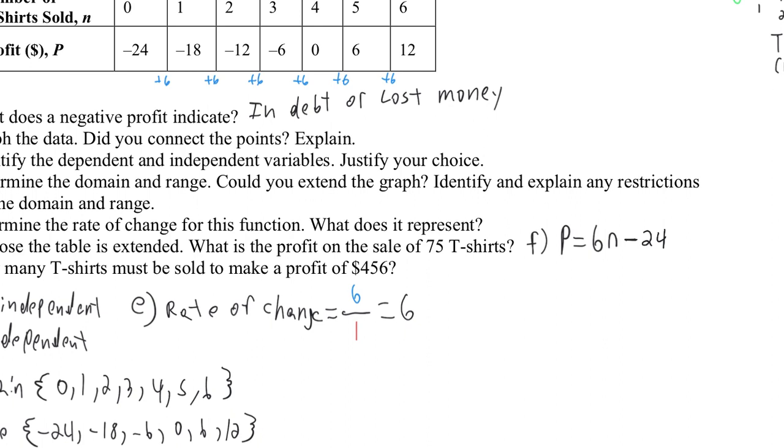So if we want the profit on the sale of 75 t-shirts, the profit is going to be 6 times 75, take away 24. So 6 times 75 is 450, subtract 24. So the profit on 75 t-shirts would equal, in dollars, $426.